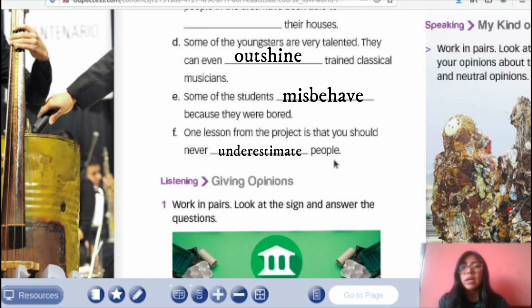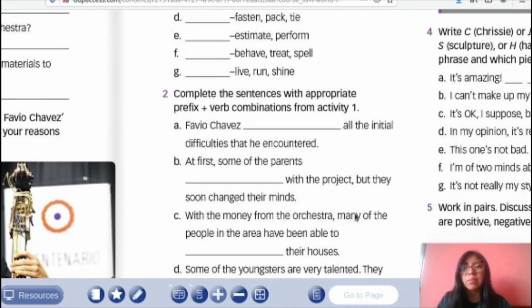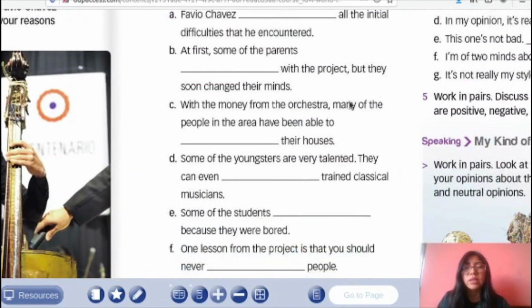Okay? And what is your homework? Okay? You are going to make a graphic organizer with information from the slideshows, and you are going to complete exercise number 1 and number 2. Okay, that is your homework.